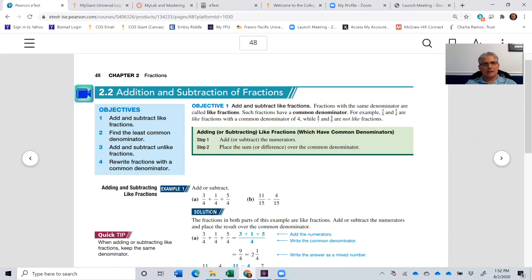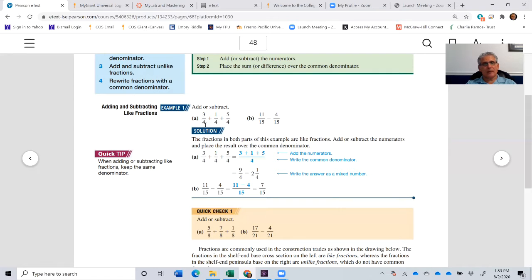So to add 3/4 plus 1/4 plus 5/4, we're simply going to add 3 plus 1 plus 5. 3 plus 1 plus 5 will give us 9. 9 will be the result, and then the denominator carries over. So the result will be 9/4, which is an improper fraction, which then can be converted to a mixed number by using the technique we learned in the previous section, and the result would be 2 1/4.